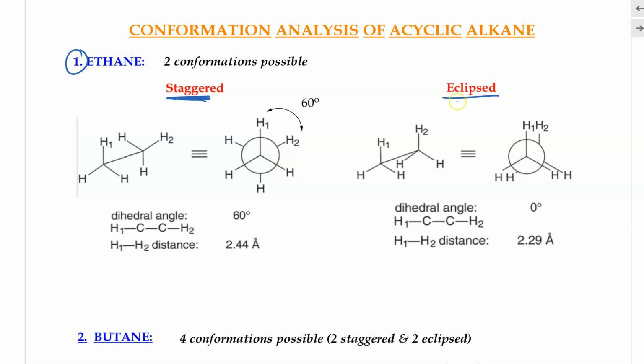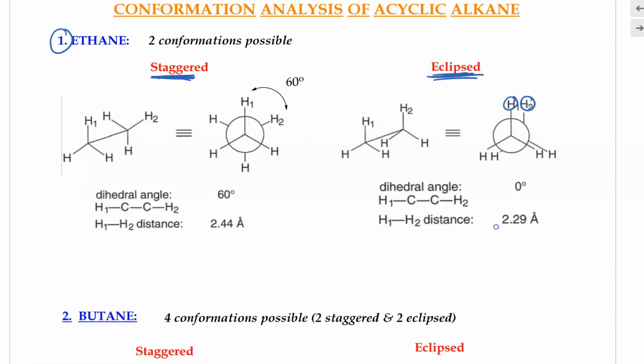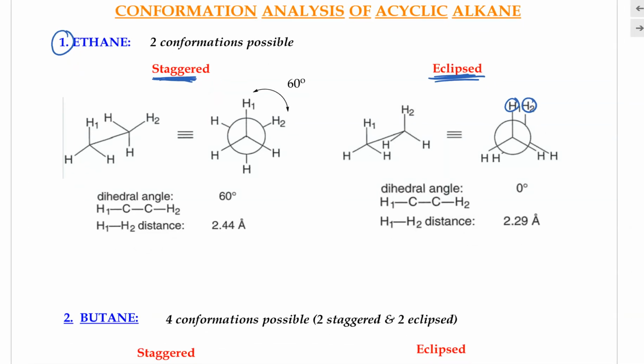groups. Versus in the eclipsed, this is where the bonds or the groups from the two adjacent carbons are basically exactly overlapping on top of each other, just like the eclipse when the moon covers the sun. So in this case, one is covering the other, and that would be the eclipsing conformation. So these are the two possible conformations of ethane.